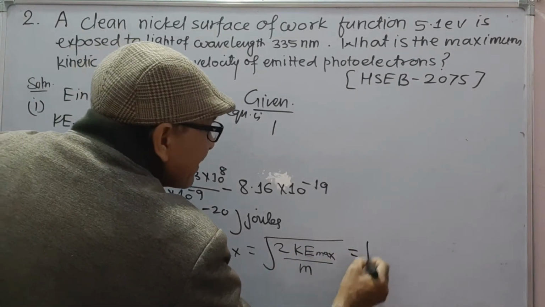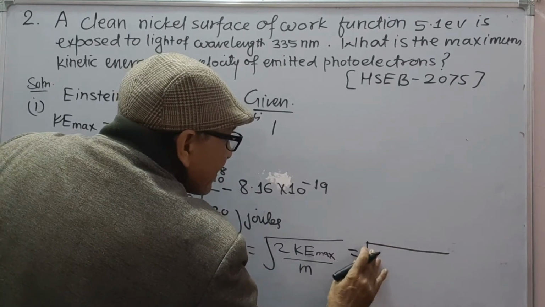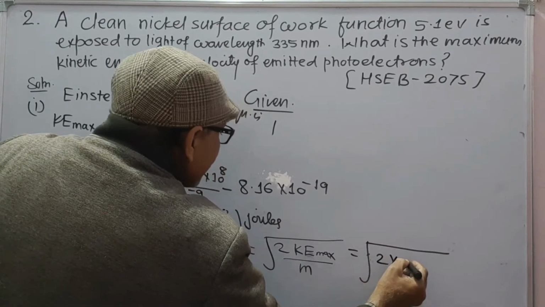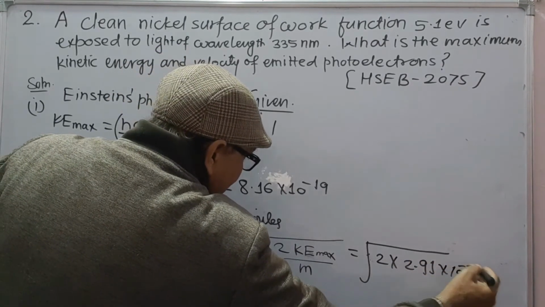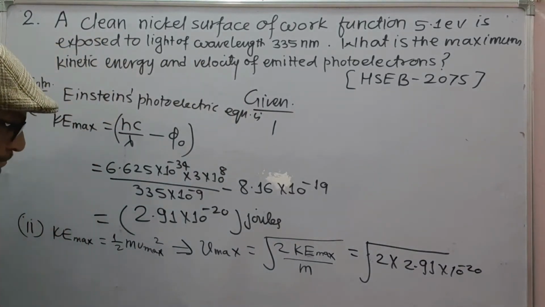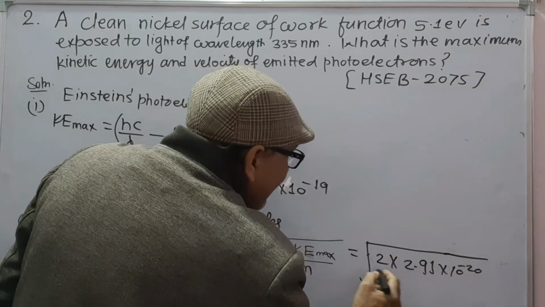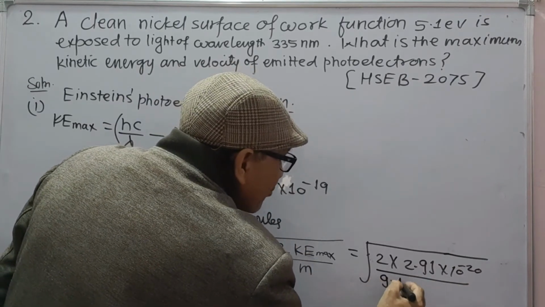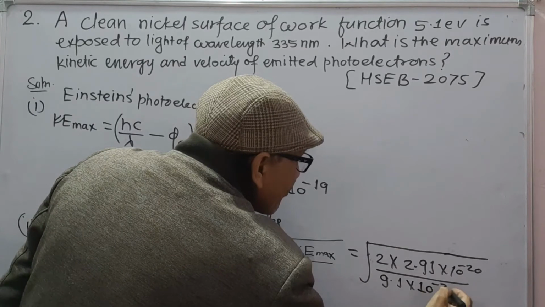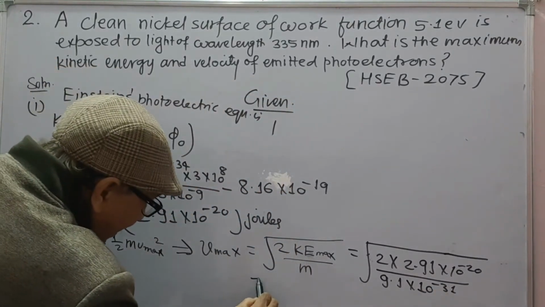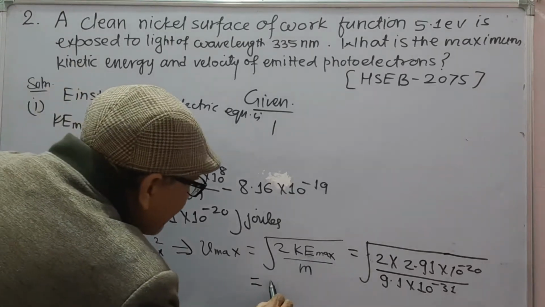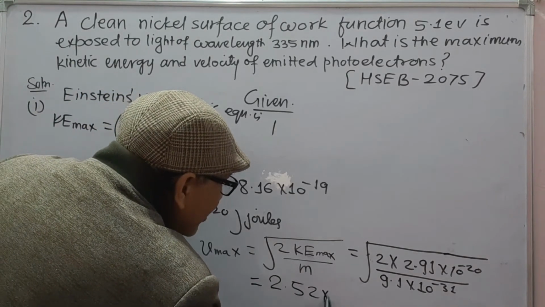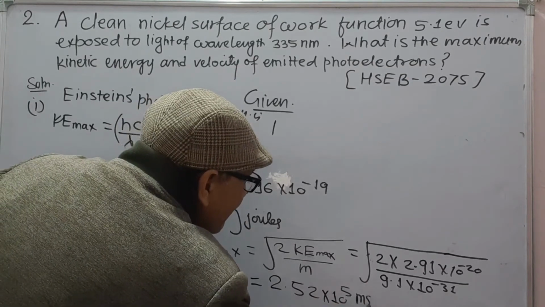Now this is 2 KE max, which is 2.91 × 10^-20, upon the mass of the electron, which is 9.1 × 10^-31, and on simplification we get the maximum velocity as 2.52 × 10^5 meters per second.